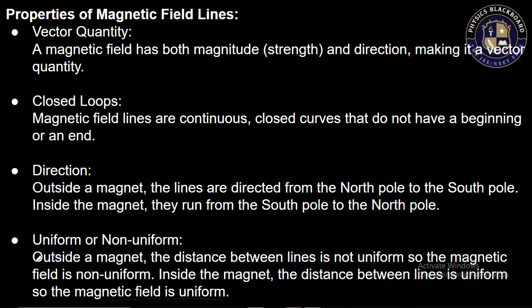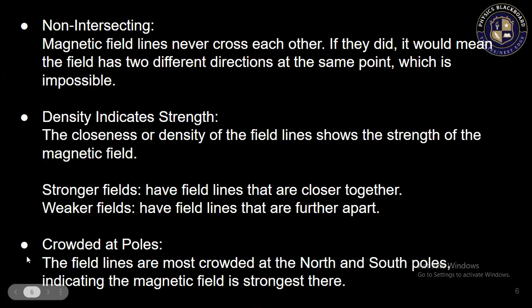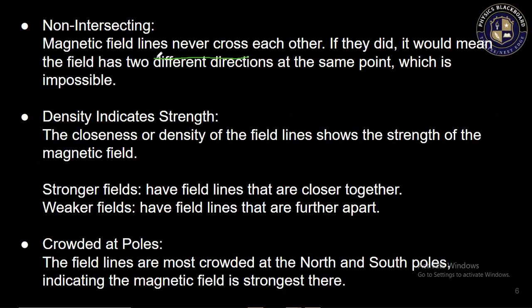Then, next, we also discussed that magnetic lines of force never intersect each other or cross each other. Why? Because if they intersect, what does it mean? It has two different directions at the same point, which is practically impossible. So they never intersect each other.